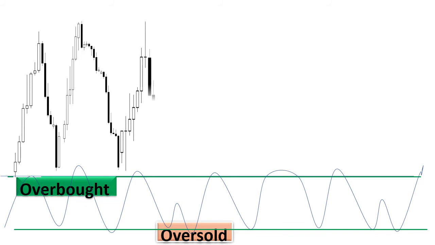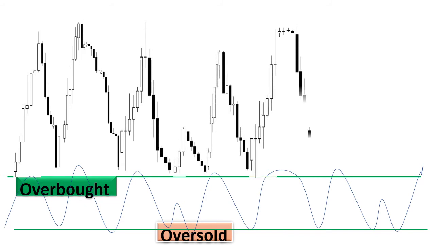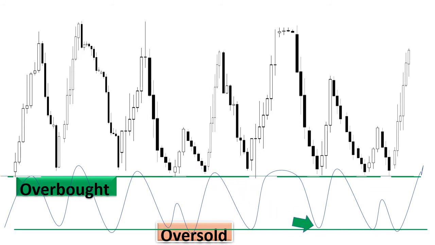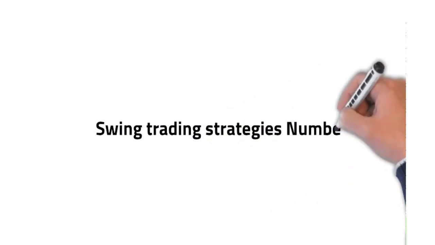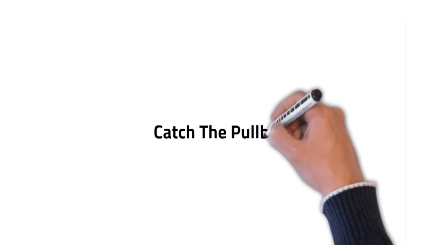In this demonstration you can see how the RSI is meshed with the price. With this, a trader can easily enter a trade at the extreme levels, for possible reversal. Swing trading strategy number 3. Catch the pullback.